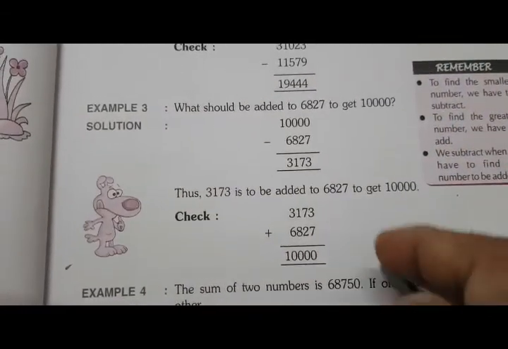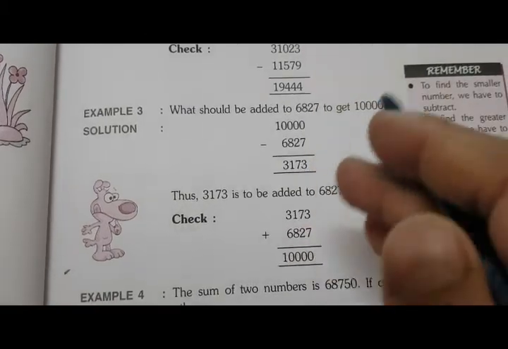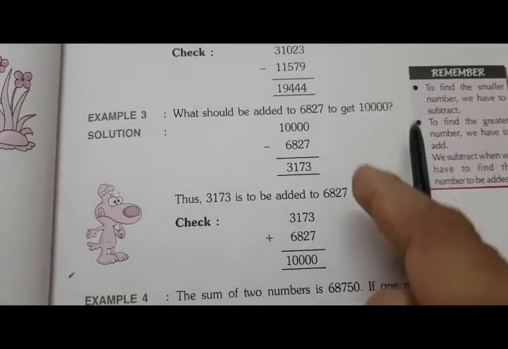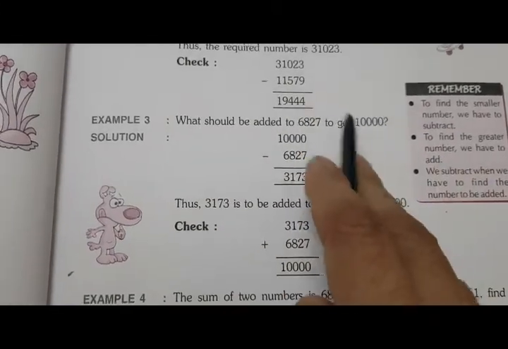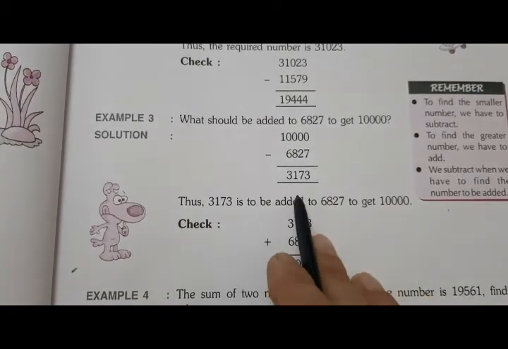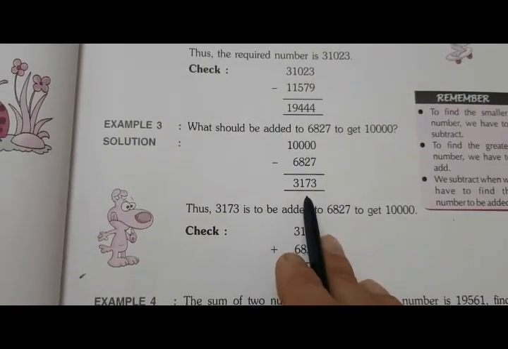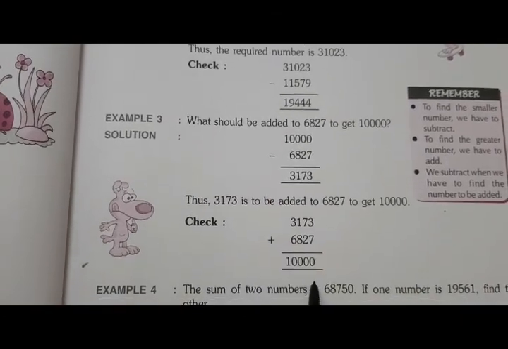What should be added to this to get 10,000? I mean, to 6,827, what should we add so that we get 10,000? Since we don't know what we have to add, from the total we subtract. So from 10,000 we subtract 6,827 and the answer is 3,173. When you add these two, the total becomes 10,000.